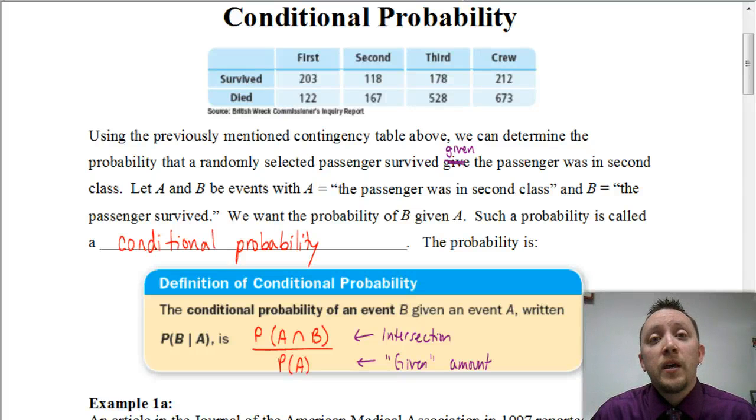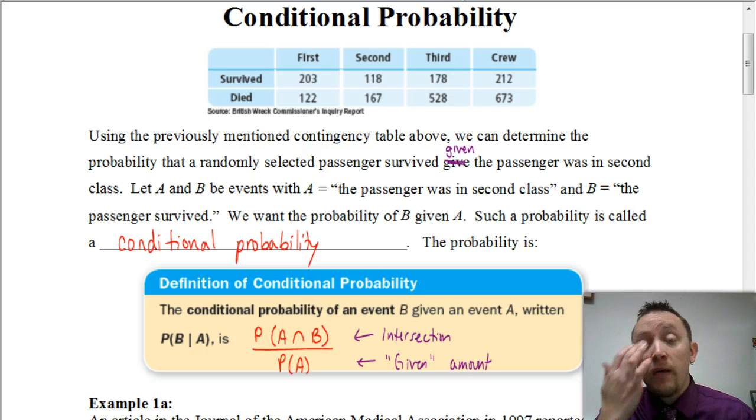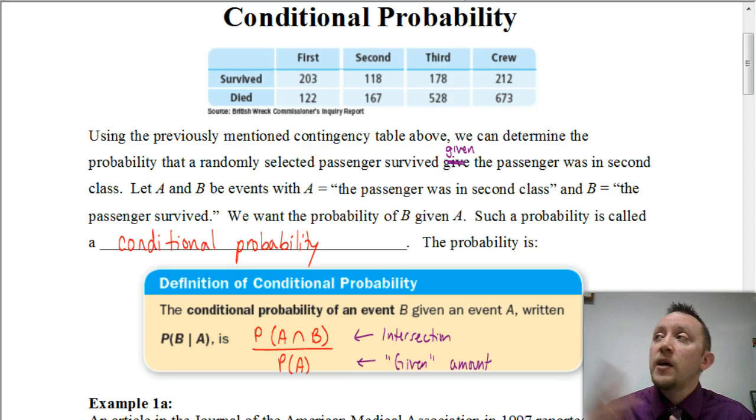Well, welcome. In this video, we're going to be looking at something called conditional probability. Basically, it's looking at a probability based on certain conditions. For example, in the previous lesson, we looked at the situation involving the people that survived and people that died on the Titanic.